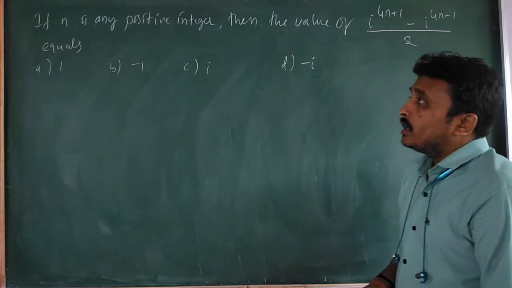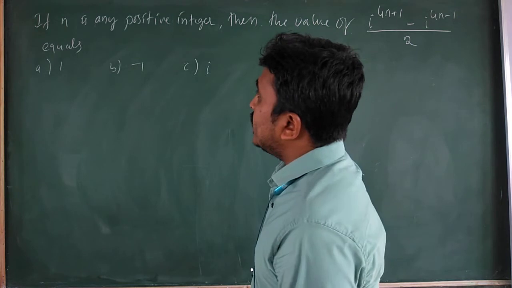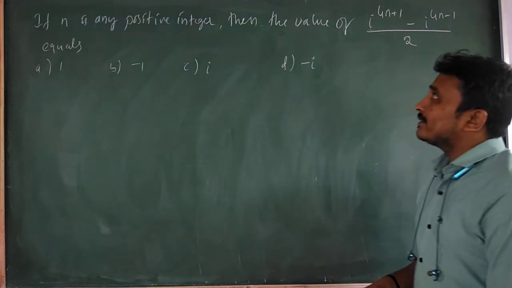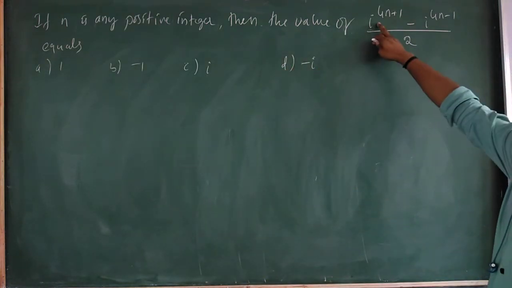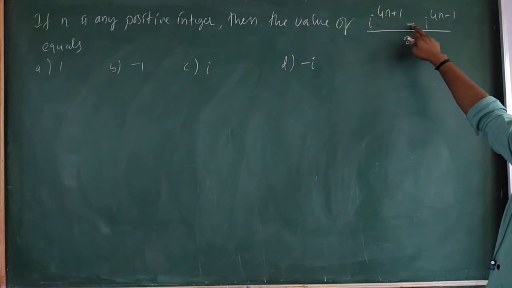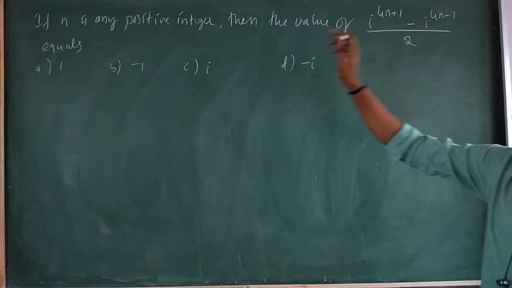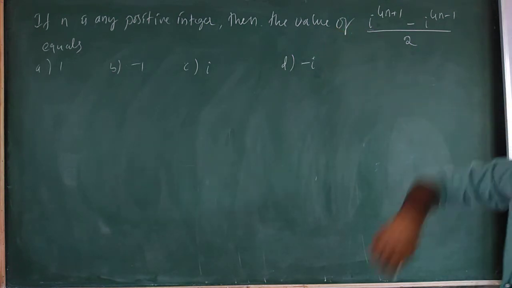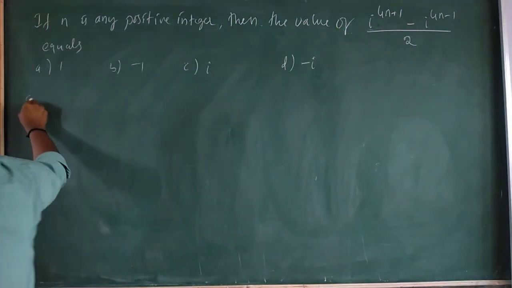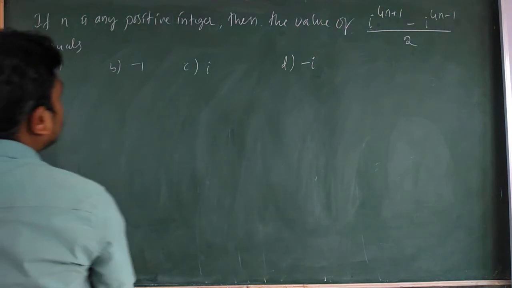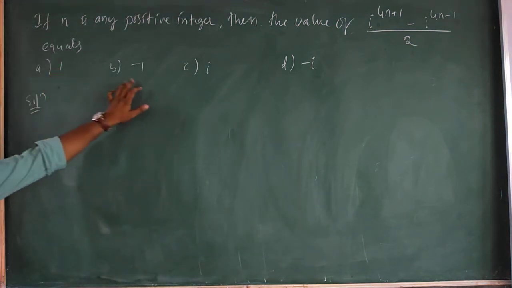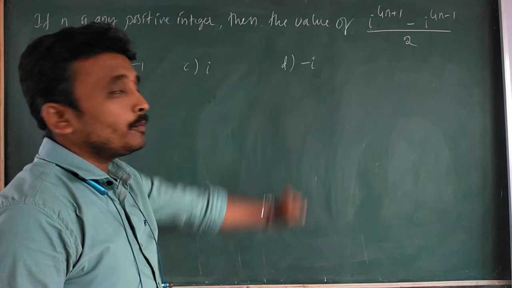Okay. Question is, if n is any positive integer, then the value of (i^(4n+1) − i^(4n−1)) divided by 2 equals. Okay. Now here is the solution. The options are 1, −1, i and −i.